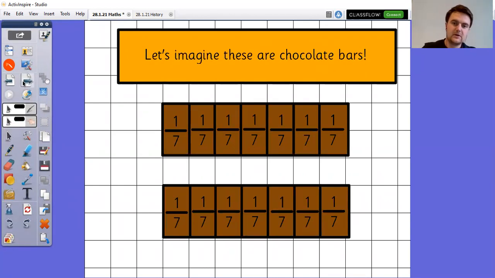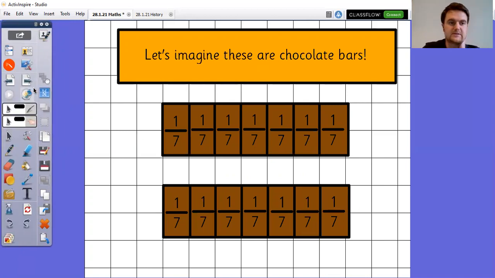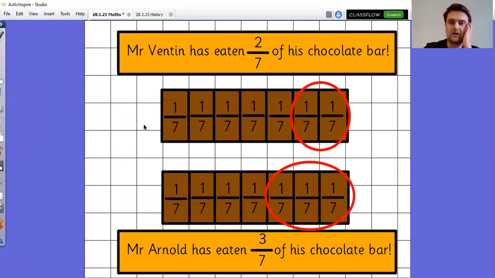So let's imagine that both of those wholes are chocolate bars. So there's 2 chocolate bars split into sevenths. So they're both split into 7 equal parts. So we're going to imagine that Mr. Arnold and I have got a chocolate bar each, and we're both eating different amounts of it. So Mr. Venton is eating 2/7 of his chocolate bar. Mr. Arnold is eating 3/7 of his chocolate bar.